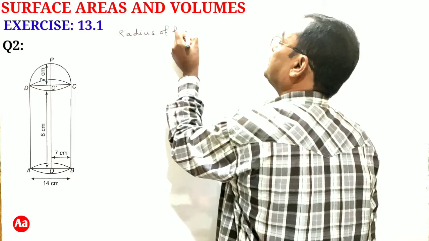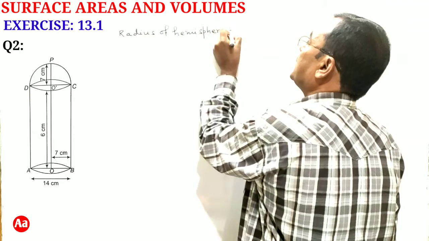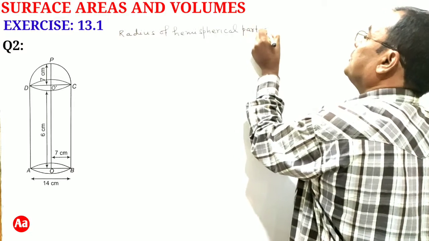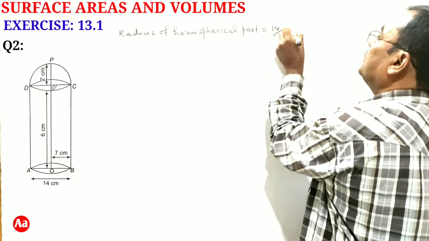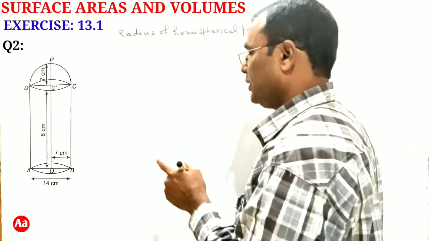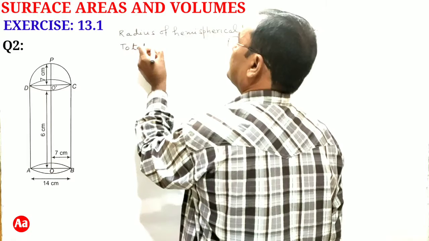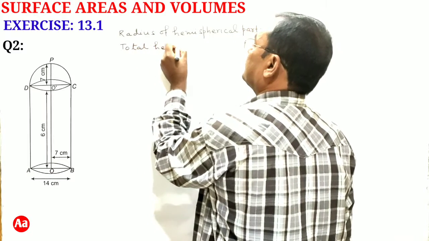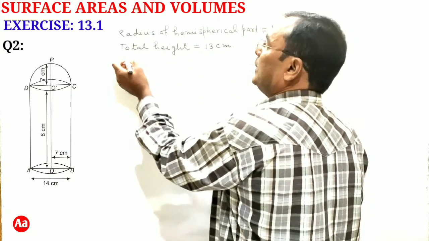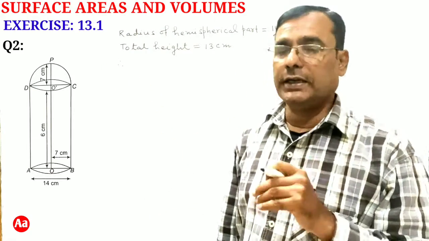Radius of the hemisphere or hemispherical part will be 14 by 2, 7 centimeter. The total height of the vessel is given as 13 centimeter. Therefore, what will be the height of the upper cylindrical part of the vessel?